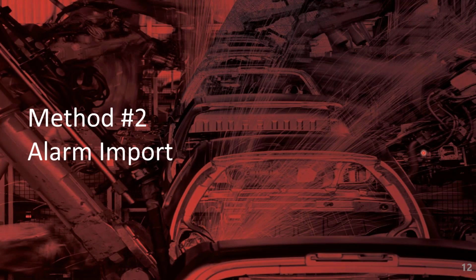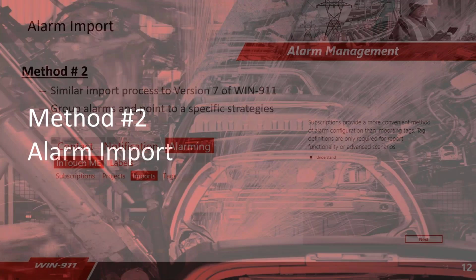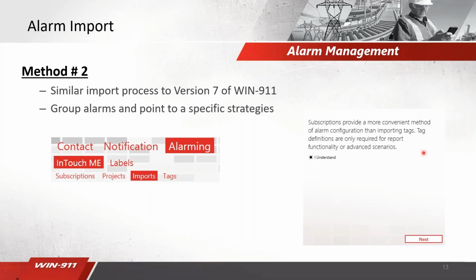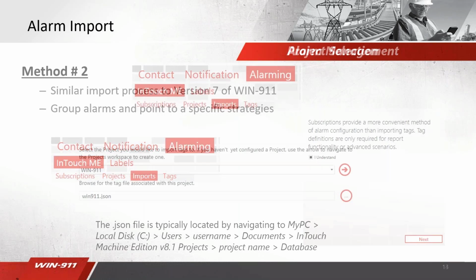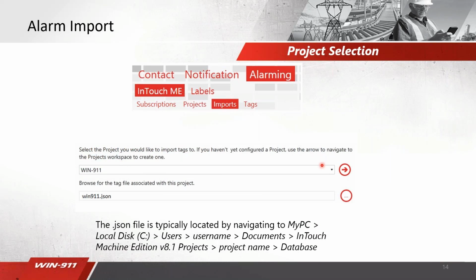All right, so with our method 2, which is just importing your alarms, it's pretty straightforward. We go to alarming. It may say InTouch ME, but nowadays it should say InTouch Edge. And then we go to imports. We'll check the box, I understand, for confirmation. Click next. And then from there, it's just a matter of browsing to your JSON file. And in most cases, it's going to be under the C users, whatever username you logged in with, where you created your project, your documents, and then InTouch.